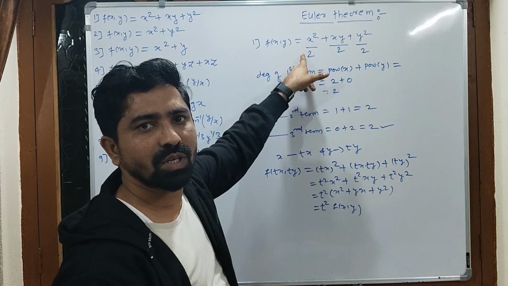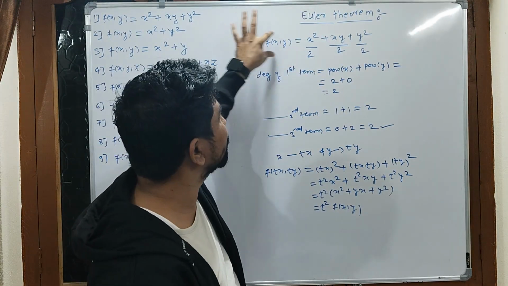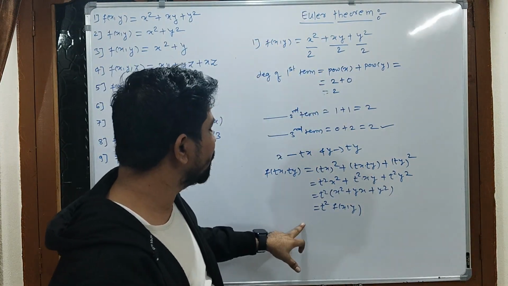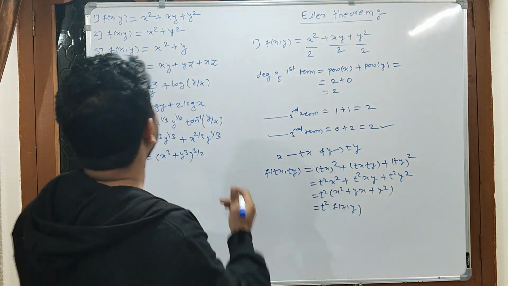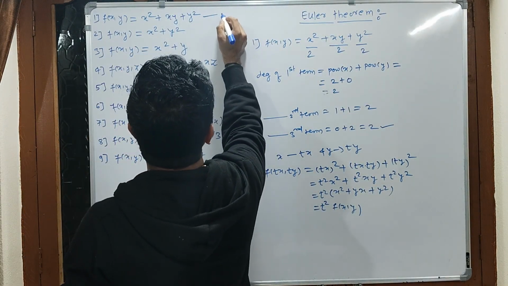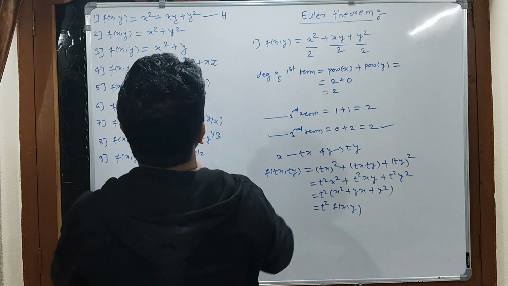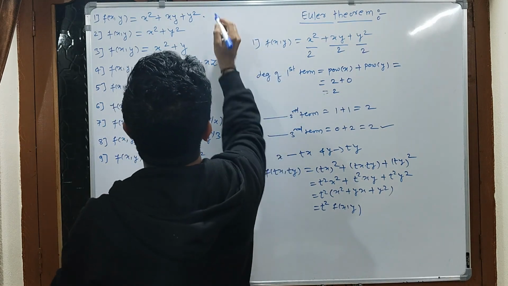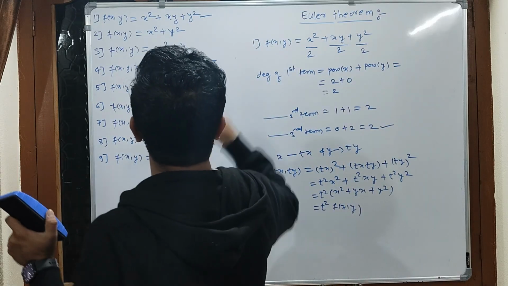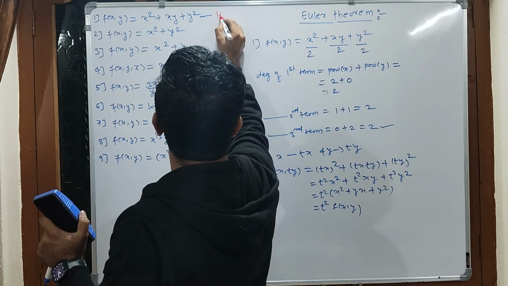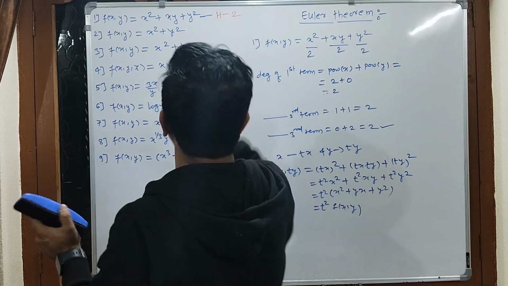Therefore this is a homogeneous function of degree 2. Like this, the degree of each term is 2, so this is a homogeneous function of degree 2. In this way also it is a homogeneous function of degree 2. So my first function is homogeneous. Here I will write with the help of red pen: this is my homogeneous function of degree 2.